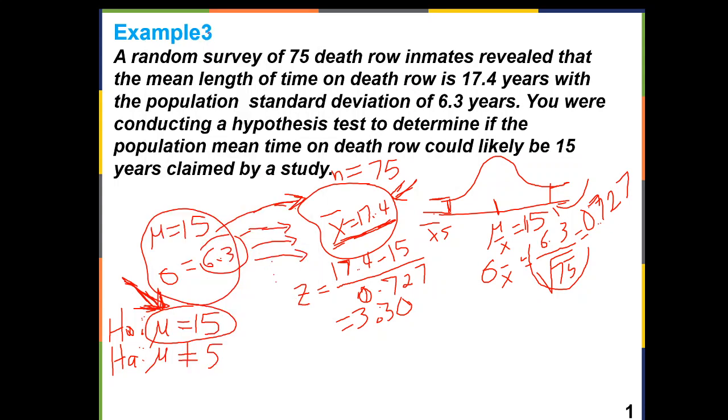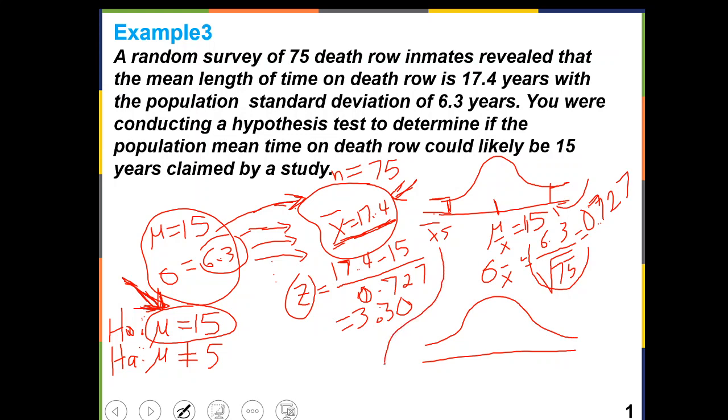Now, this is z, and we know z's are actually a standard normal distribution. So if you convert these x bars to z's, then the mean goes to 0, and the 17 point something goes to 3.30.